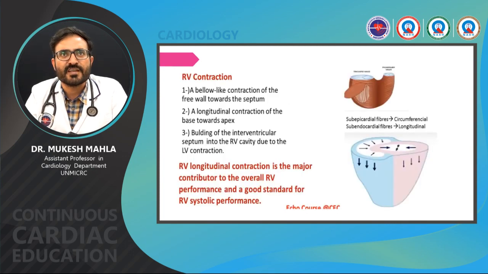RV contraction is divided into three components: first, a bellows-like contraction of the free wall towards the septum; second, and the main portion, a longitudinal contraction of the base towards the apex; and third, the traction of the RV free wall by the LV contraction around it. So the main one, RV longitudinal contraction, is a major contributor to the overall RV performance and a good standard for RV systolic performance.